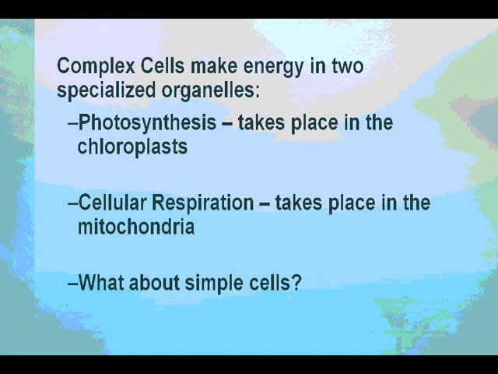There are some simple cells, prokaryotic cells, that can also do photosynthesis and cellular respiration. This does not take place in chloroplast or mitochondria, but in the cytoplasm or along the cell membrane of the cell. Because they are prokaryotic cells, they do not have chloroplasts or mitochondria, as those are membrane-bound organelles.